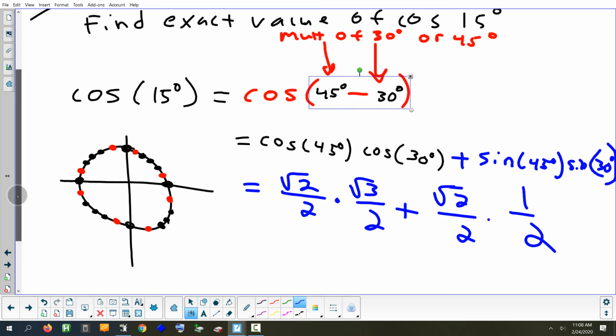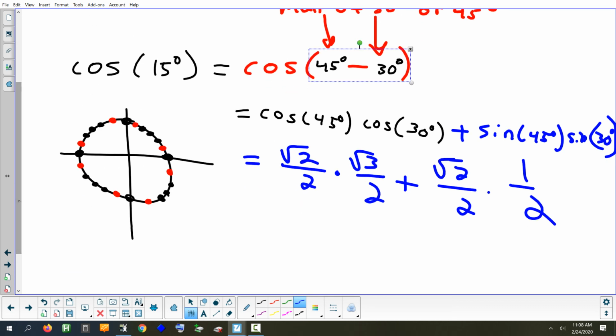Okay. So now we've got a calculation. Nothing in that is rounded. We're going to just simplify what we can and write our final answer. Square root of 2 times square root of 3 is the square root of what?